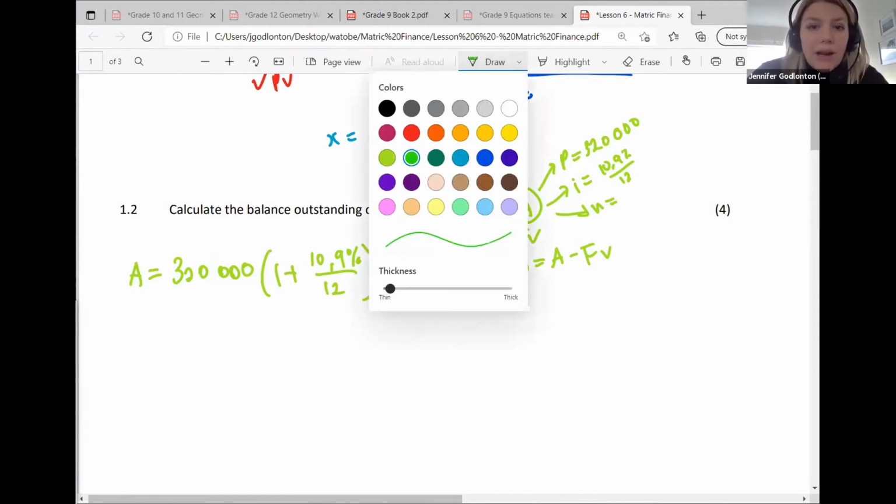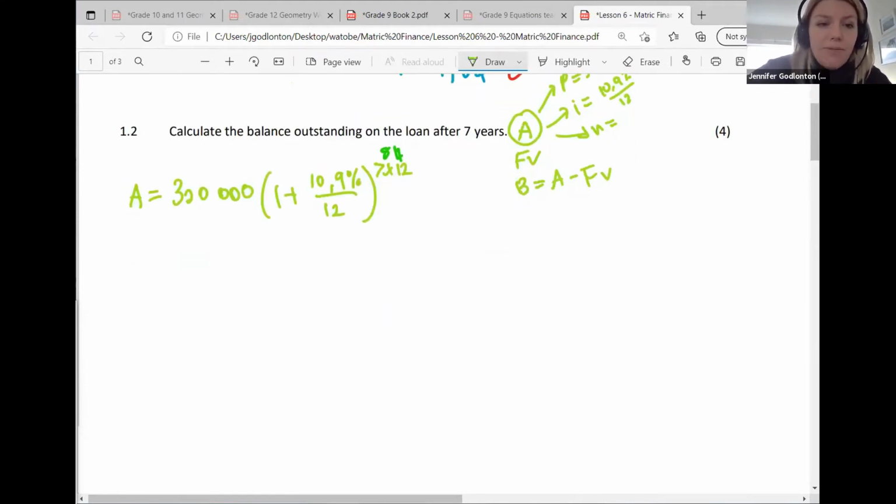Then we would look at our FV. So for FV, just moving things around on this side. For FV, we would say our X value, which was our X, so 4,171.04.